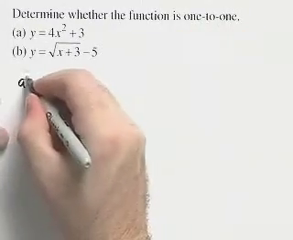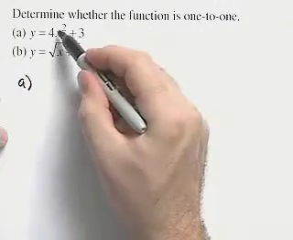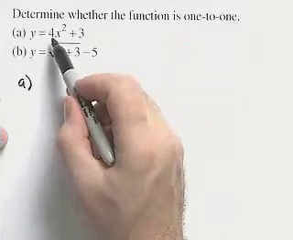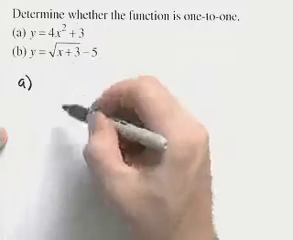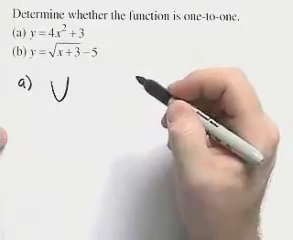If we begin with A and consider this function, we see that this is a quadratic. We know that the graph of a quadratic is a parabola, and the parabola could open up or down. In this particular case, our leading coefficient is positive, so we know that the graph of this function is going to be a parabola that opens up. So the graph will look something like this.